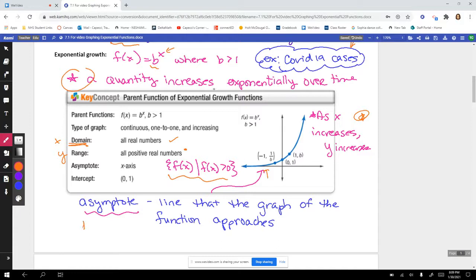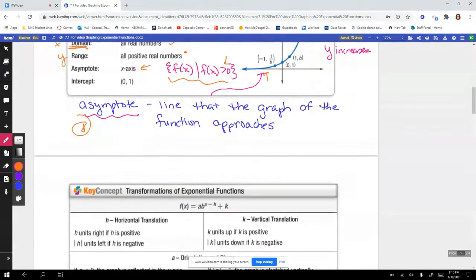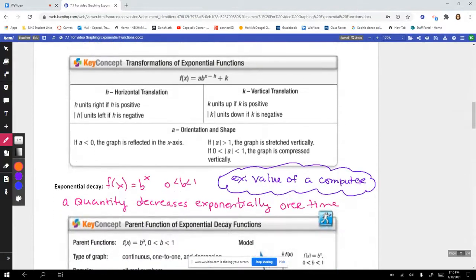Now, we do have an asymptote with exponential functions, and that is a line that the graph of the function approaches, but doesn't touch. In this case, because it's at 0, our asymptote is found at the x-axis. Now, we also have some transformations which we've used before. There's kind of our initial setup for our formula, and we're talking about horizontal and vertical translations. The vertical translation is going to be a little bit easier to see. It's going to go up or down. The horizontal, the value for h, is going to go left or right.